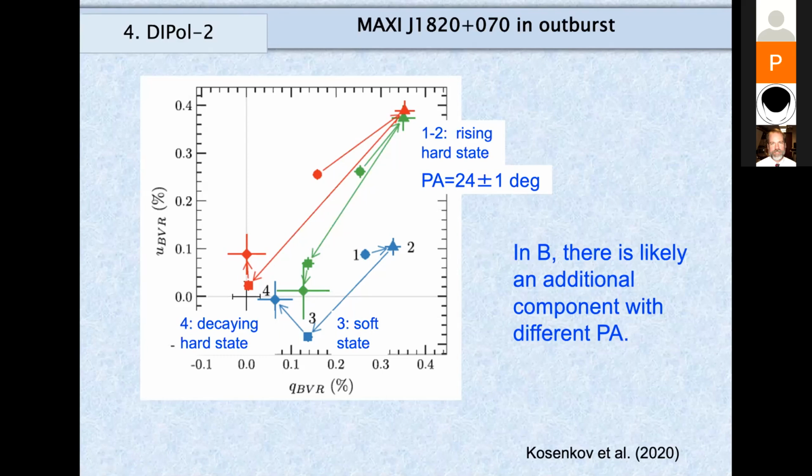Basically, it means that in the B band there are a number of components contributing. In the V and R it is probably this non-thermal component that dominates. And in the B band, we expect the accretion disk emission is also contributing. So therefore, there is a difference.